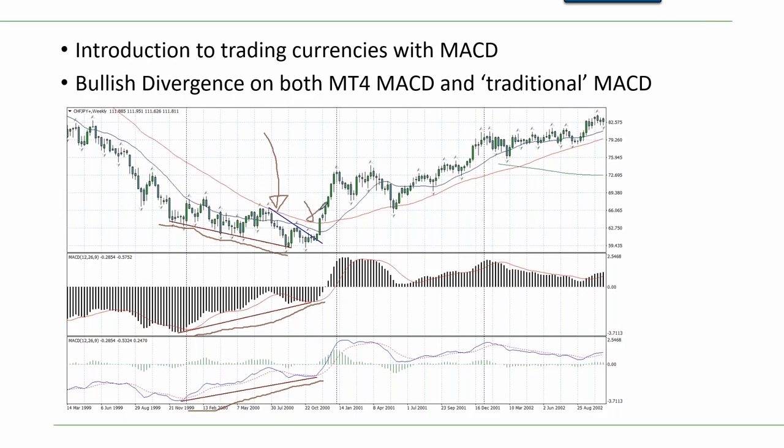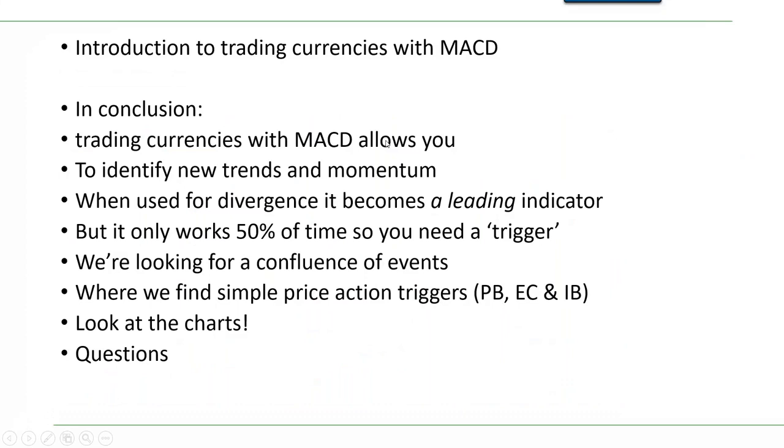We can see that price was pushing to new lows. But actually, on the traditional MACD we were getting higher lows on the MACD line, and also on the standard MetaTrader 4 MACD we were getting divergence. We were getting bullish divergence on the indicator itself as well. Then you can see there was a trend line break.